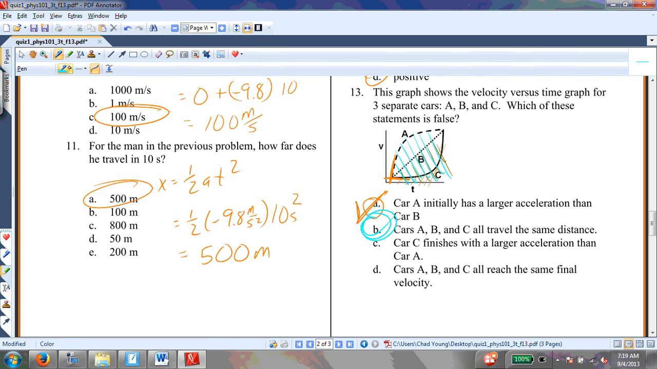Let's finish up. I'll just look at the rest of these. Car C finishes with a larger acceleration than car A. Car C has a much larger slope, so that is a true statement. And cars A, B, and C all reach the same velocity. They do. They all reach this velocity, which is their final velocity for all of them. So that's number 13.